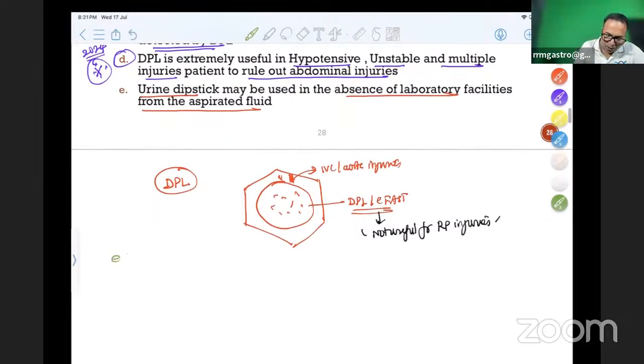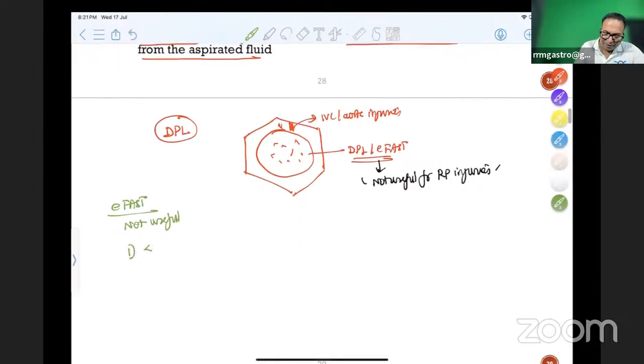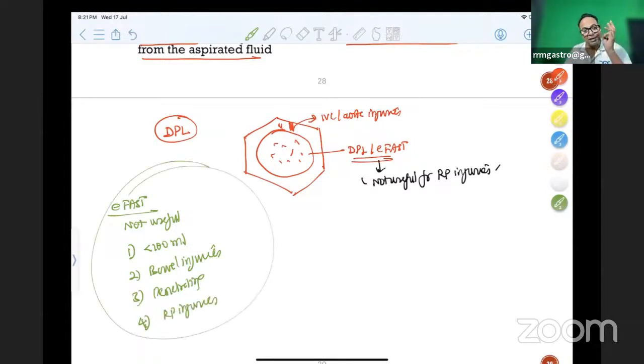And FAST is not useful for the following. FAST is not useful in blood in the peritoneal cavity less than 100 ml. Bowel injuries, not useful. Penetrating trauma, no use. And number 4, in case of retroperitoneal injuries, it is no use. So FAST is not useful in less than 100 ml collection, bowel injuries, penetrating injuries, and retroperitoneal injuries. Okay, please don't forget this point.